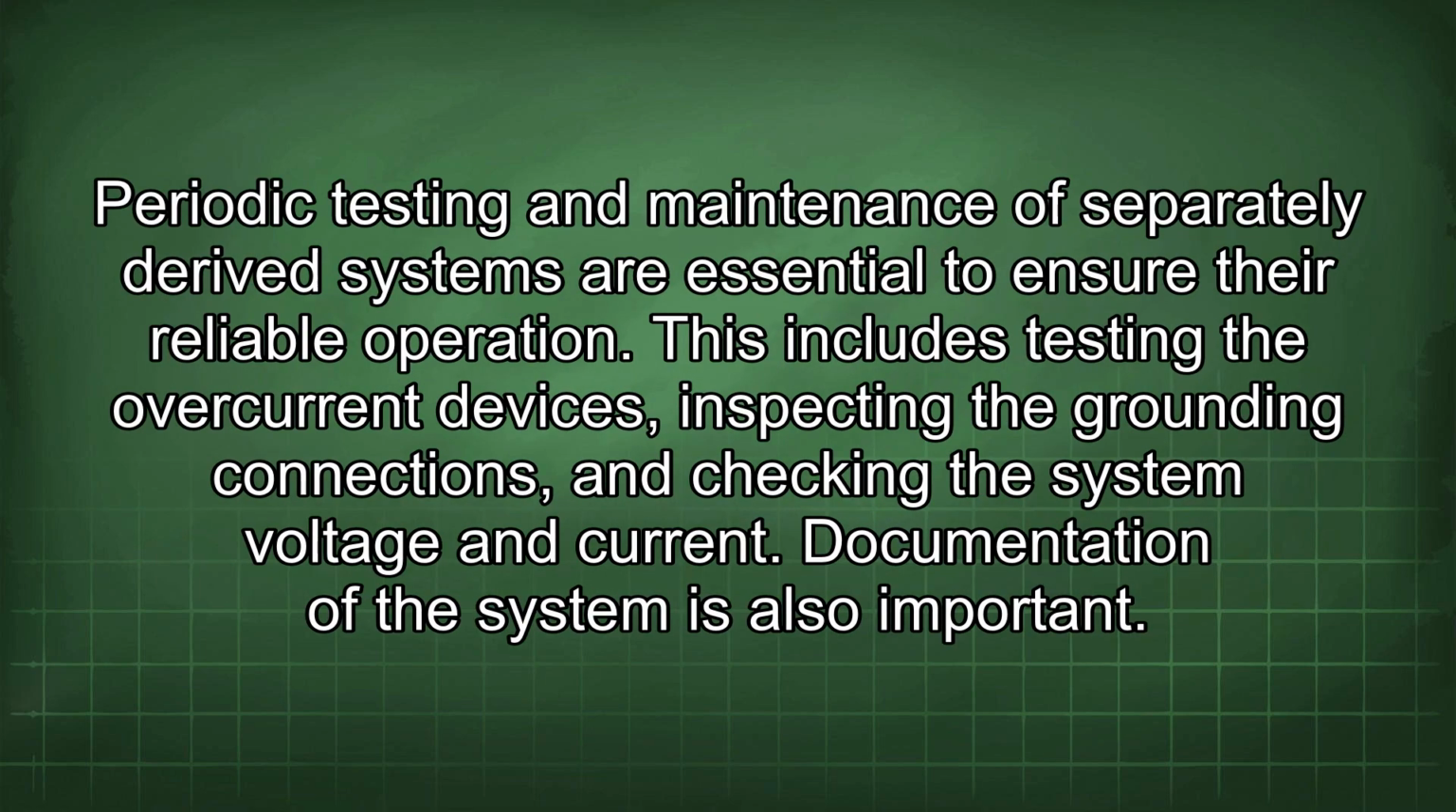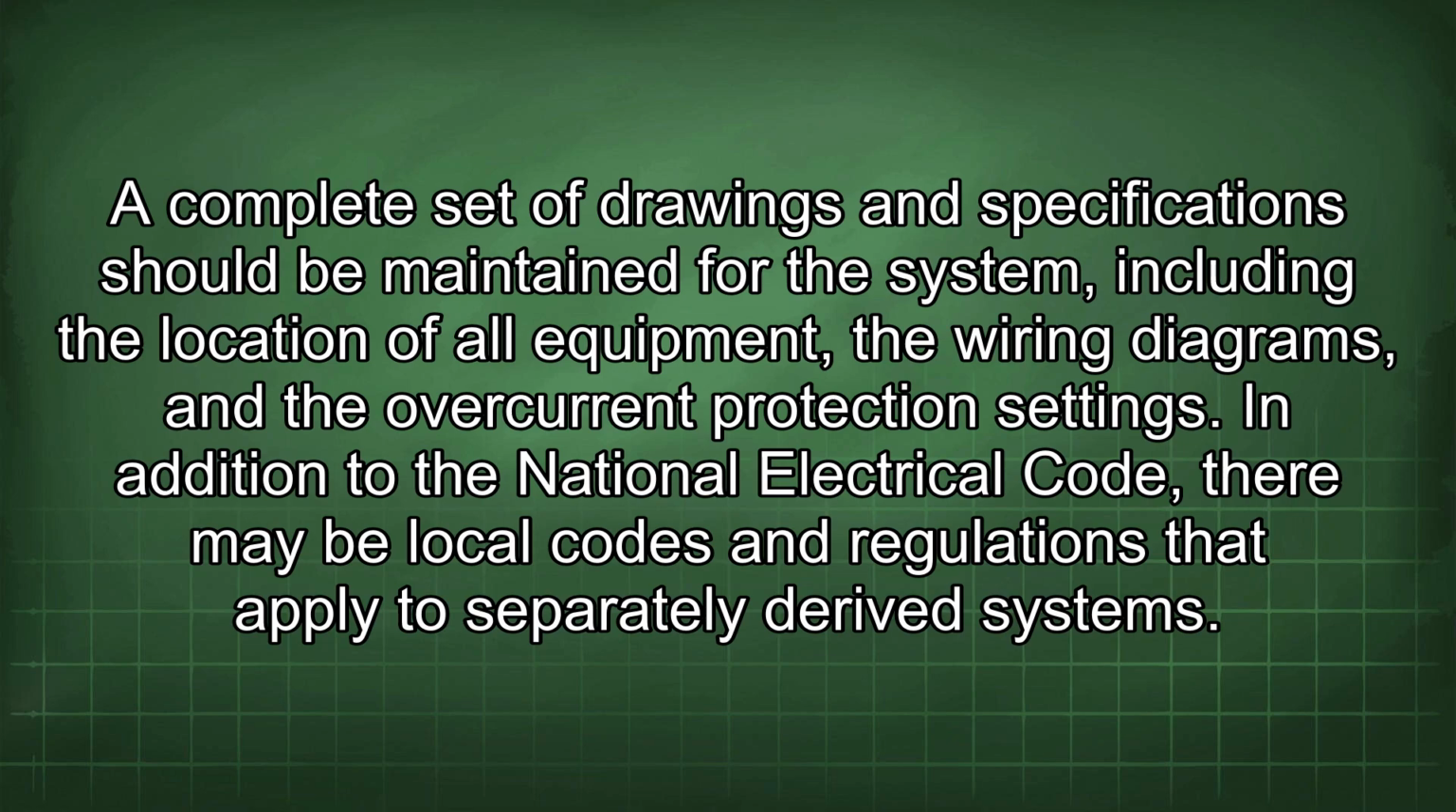Periodic testing and maintenance of separately derived systems are essential to ensure their reliable operation. This includes testing the overcurrent devices, inspecting the grounding connections, and checking the system voltage and current. Documentation of the system is also important. A complete set of drawings and specifications should be maintained for the system, including the location of all equipment, the wiring diagrams, and the overcurrent protection settings.